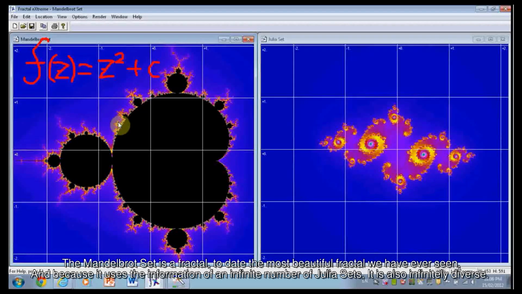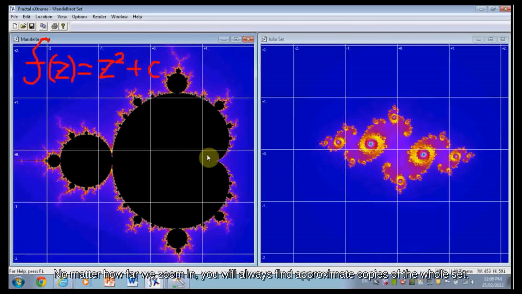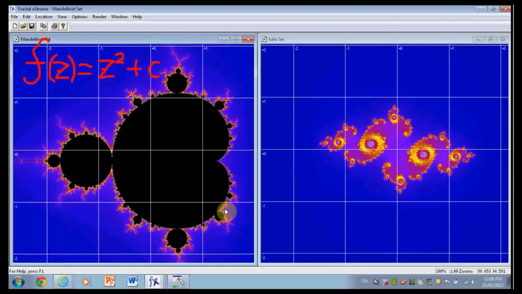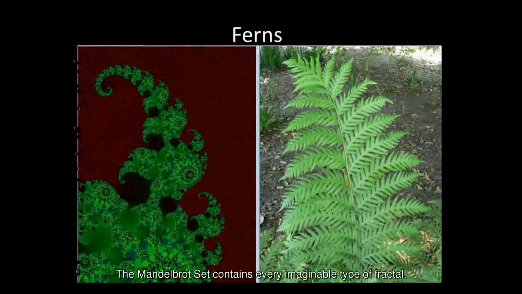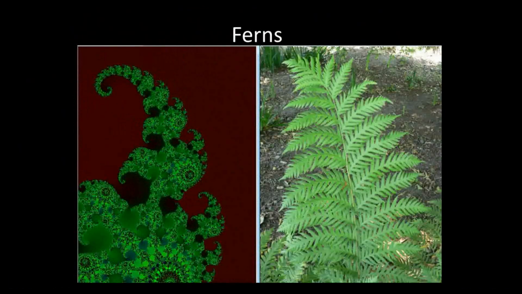The Mandelbrot set is a fractal, to date the most beautiful fractal we have ever seen, and because it uses the information of an infinite number of Julia sets, it is also infinitely diverse. No matter how far we zoom in, you will always find approximate copies of the whole set. The Mandelbrot set contains every imaginable type of fractal, and you can recognize a lot of them in nature.